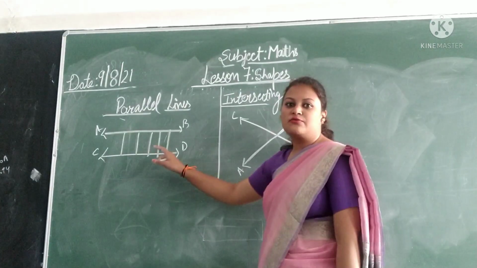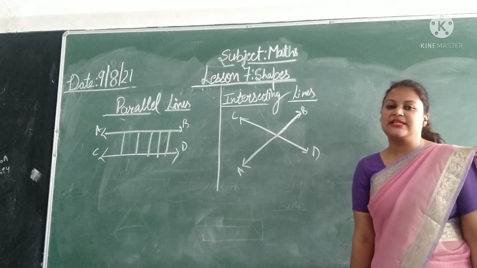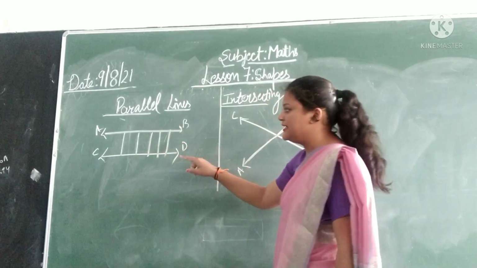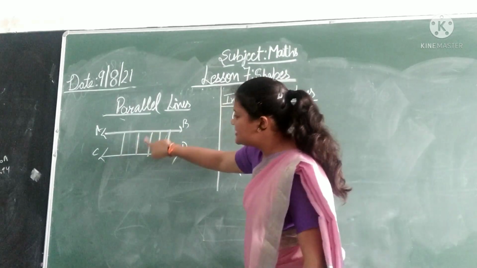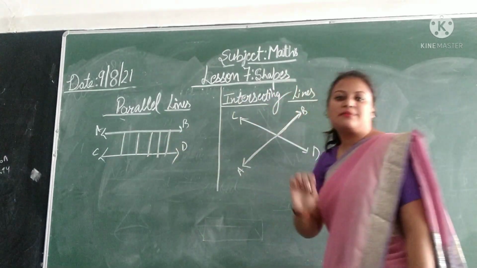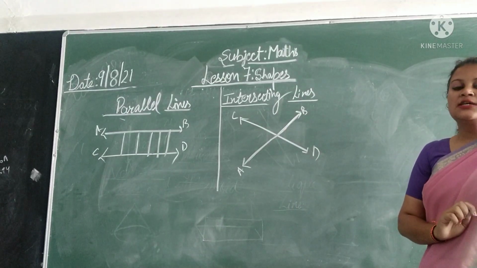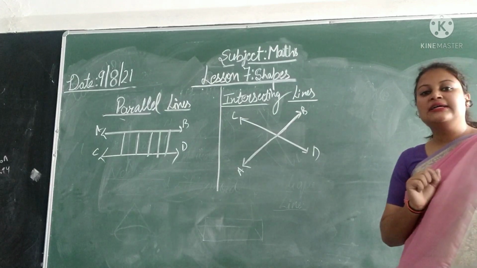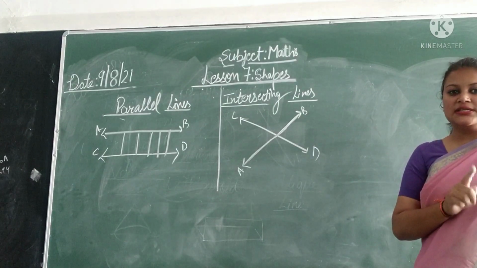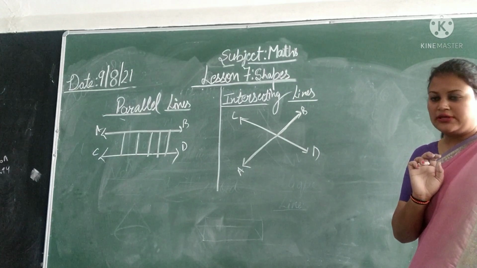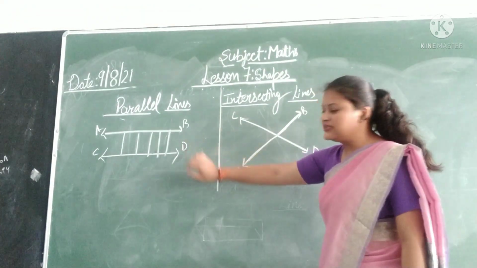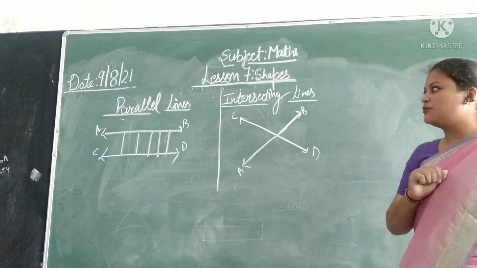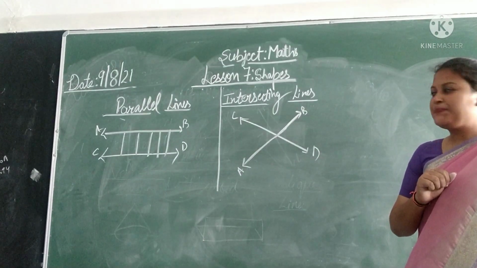If the lines are moving with the same distance between them, okay, see here we are having lines AB and CD and they are having the same distance. At each and every point they are having the same distance. So these type of lines are known as parallel lines and they will never meet each other at any point. So these types of lines are known as parallel lines.